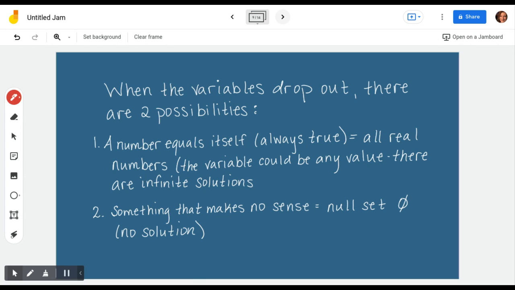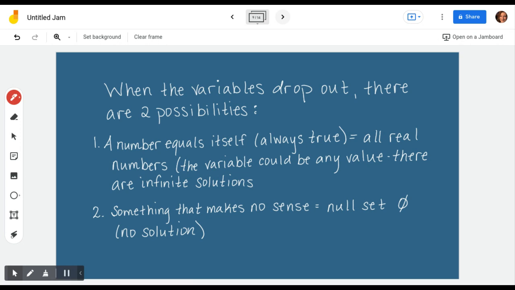Scenario number 1. If you end up with a number equals itself, so you get something that says like 5 equals 5, that's always true, right? That's a statement that makes sense. So when you're left with something that makes sense, your answer is all real numbers. It means you can literally plug in any number for your variable and that equation is going to come out to work.